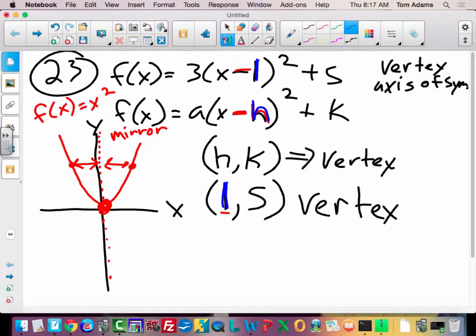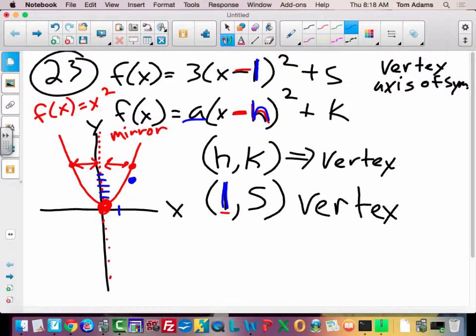Okay? But we got to graph this thing where the vertex is. So the vertex occurs at 1, 2, 3, 4, 5, right here. Now the 3, the a, can flip it if it's negative, or it can stretch it vertically or shrink it vertically. Since a is 3, that means whatever the y value would normally be, we will multiply it by 3. So this stretches it vertically.